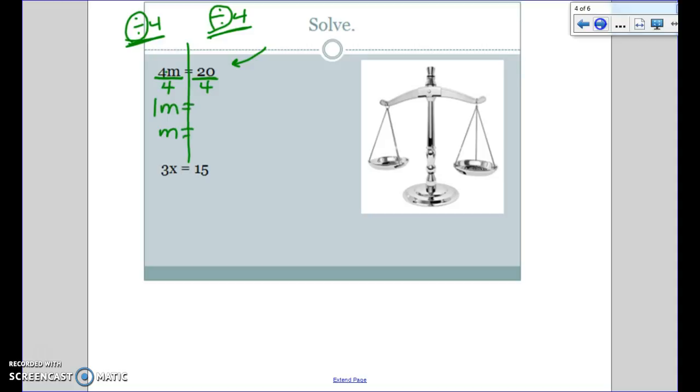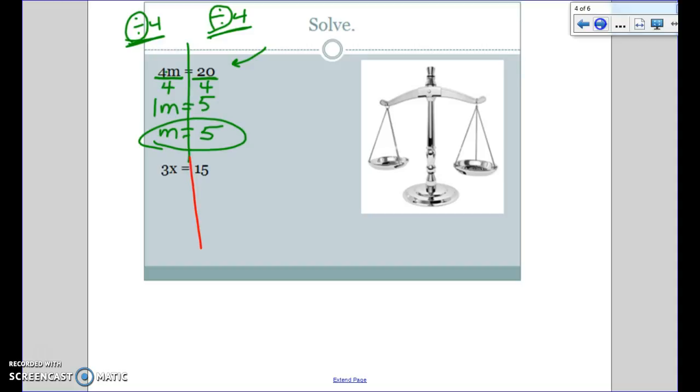On the right-hand side of the equation, I have 20 over 4 as a fraction, or 20 divided by 4 as a division problem, however you would like to think about it. And I know that 20 divided by 4 is 5. So m must equal 5 in this case. All right, so we're just doing one operation, and it's the inverse operation of whatever's next to the variable.